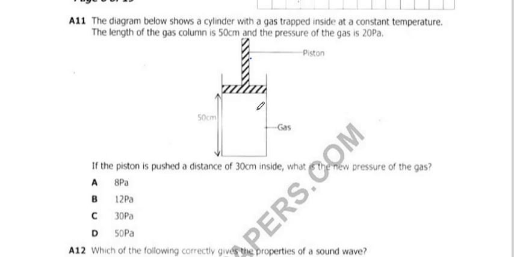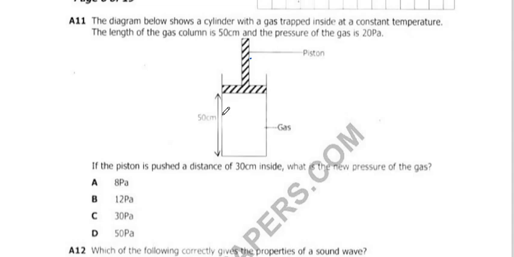We have the gas in there and we have a piston that's pushing down the gas. And the distance from the bottom of the column to the piston is 50 centimeters. If the piston is pushed a distance of 30 centimeters inside, what is the new pressure of the gas?